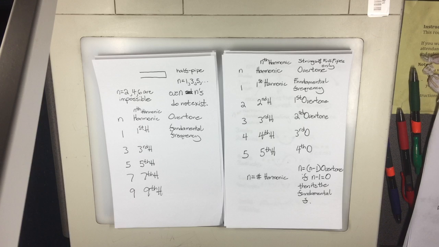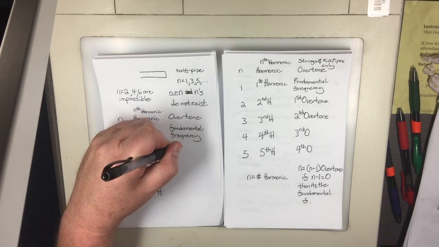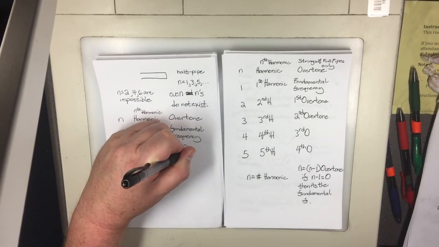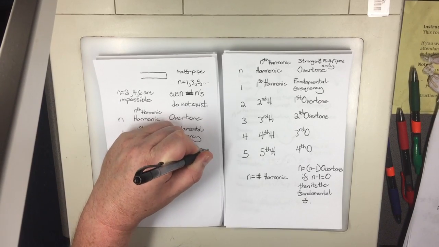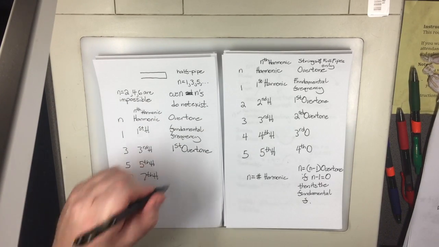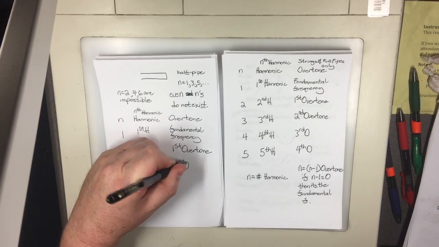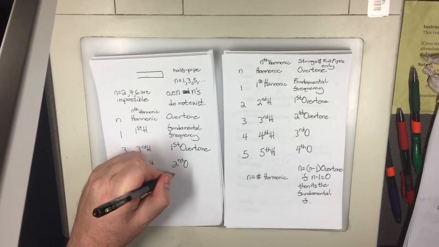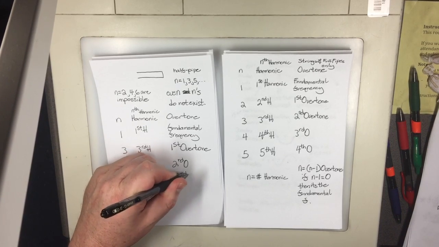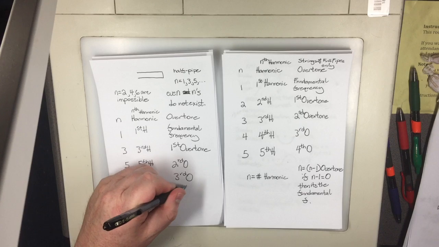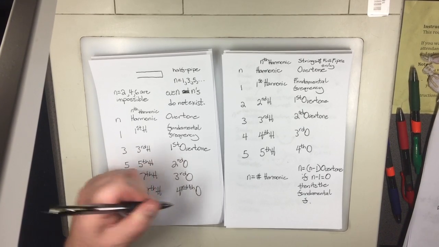So the fundamental frequency is the first harmonic for either system: string, full pipe, half pipe. By definition, the first overtone is the first resonating frequency above the fundamental harmonic. So the first overtone is the third harmonic. The second overtone is the fifth harmonic. The third overtone is the seventh. The fourth overtone is the ninth.